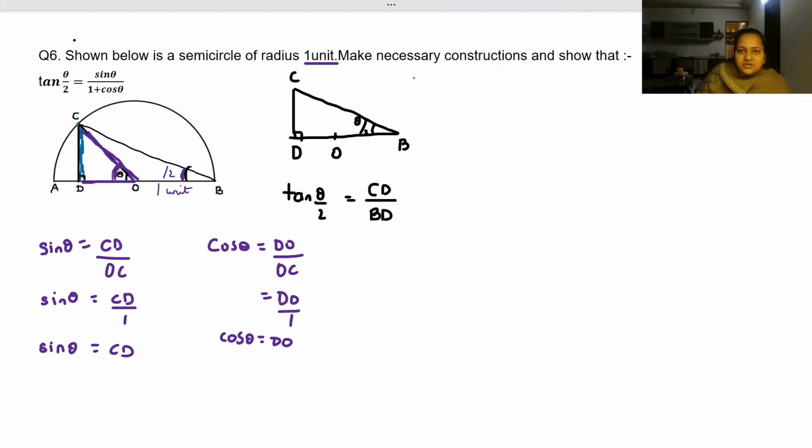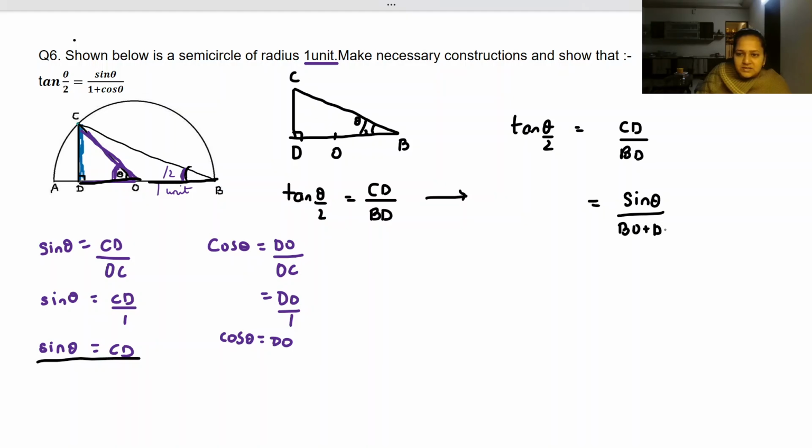Let's look at the question again. What is tan theta by 2? We wrote tan theta by 2 is CD upon BD. What is CD? CD is sin theta. What is BD? BD is this part, DO plus BO. BO plus DO. What is BO? BO is the radius, so that's going to be 1. What is DO? DO is cos. Hence proved. It's very simple. Things which look complicated are usually very simple. You just have to understand this.